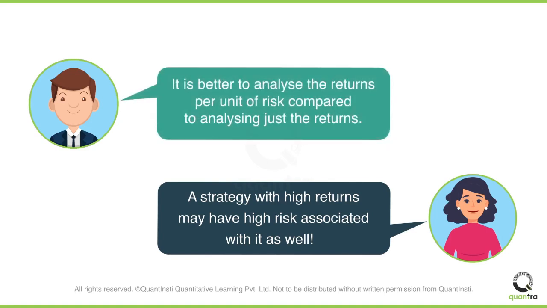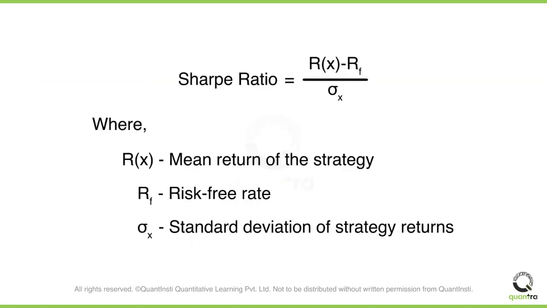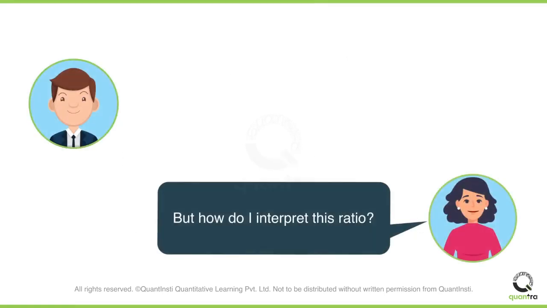John tells Sophie that it is better to analyze the returns per unit of risk, compared to analyzing just the returns. John further adds that Sophie can analyze the returns per unit of risk by calculating the Sharpe ratio, which is the ratio of the mean return that the strategy produces, over the risk-free rate per unit of volatility, or standard deviation of the strategy's returns. Sophie asks John to elaborate on the interpretation of this ratio.